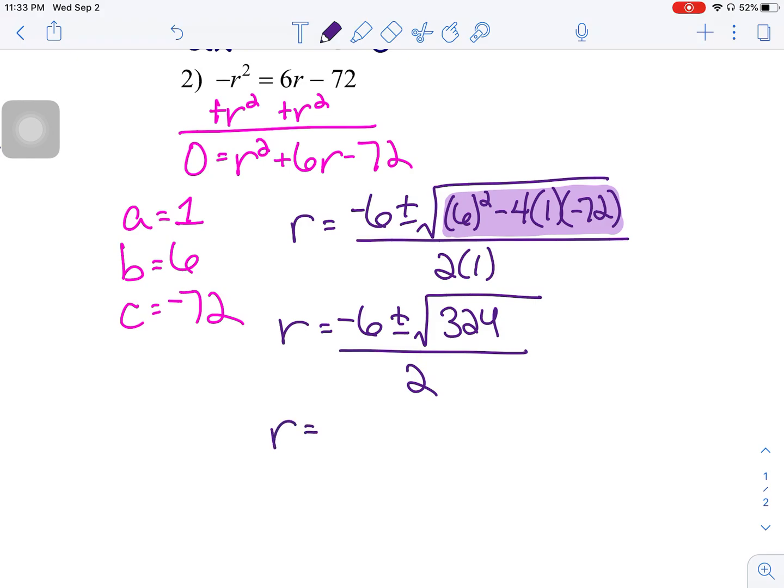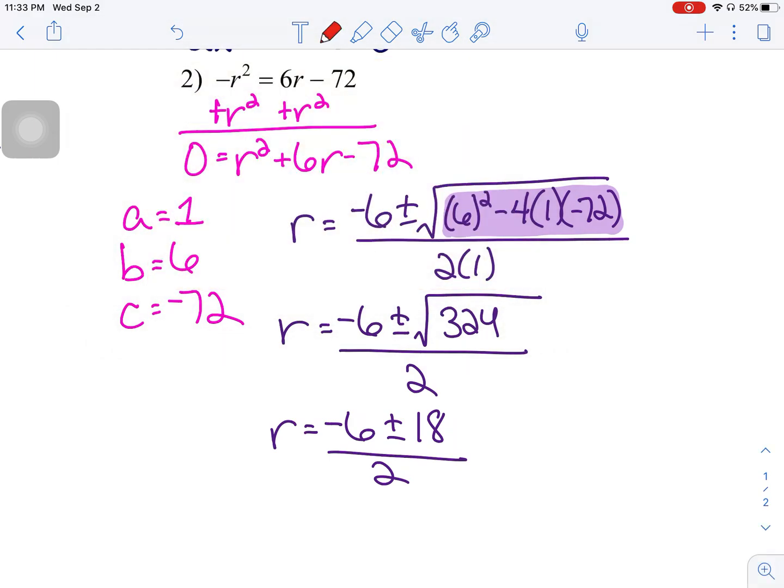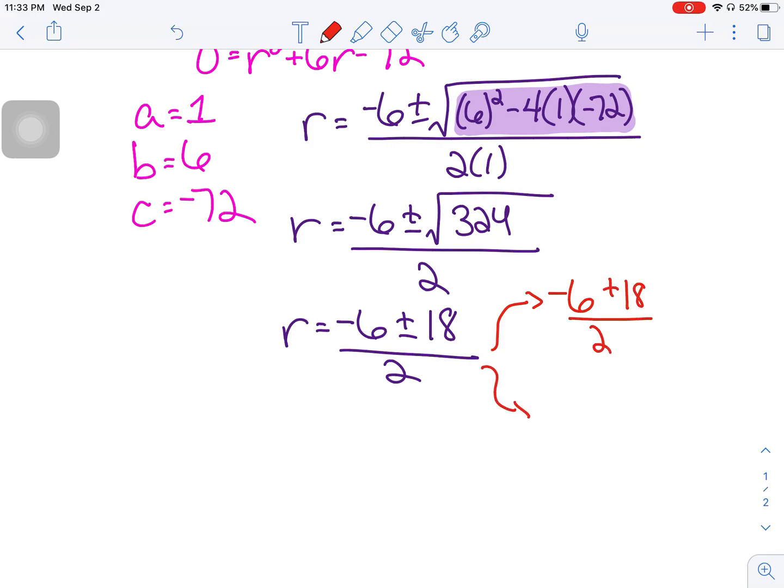So this is going to simplify now. I'm going to take it further. So negative 6 plus or minus 18 over 2. No more radical anymore. And because there's no more radical, I can go further with this. All right, so lots of different ways to deal with it. I tend to visually separate it. So I've got negative 6 plus 18 over 2. And then separately, I have negative 6 minus 18 over 2.